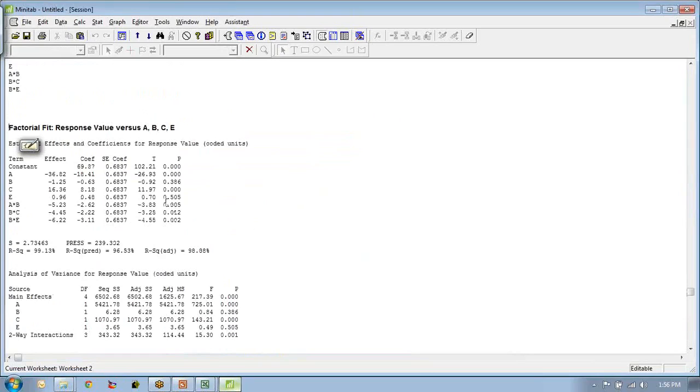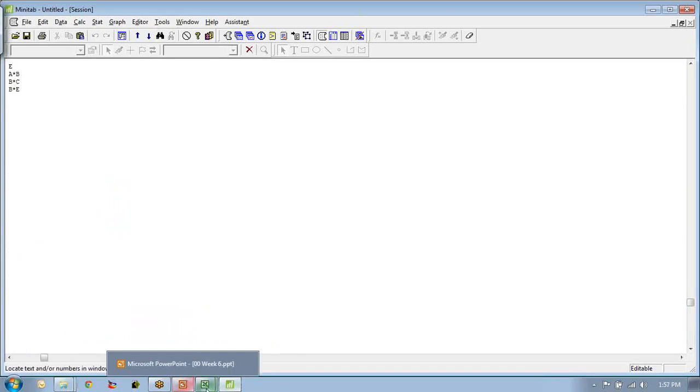And so now I can write down my model from this, right? Here's my constant. Here's my A, B, C, E, AB, BC, and BE. And now I want to figure out which one gives me the minimum, because I want to minimize my Y. So I want to plug in these values for A, B, C, and E such that I get a minimum value of Y. I'll let you struggle with that one a little bit, but that's how it works.